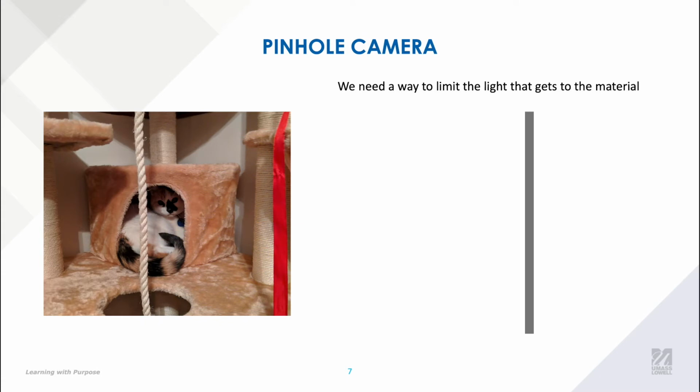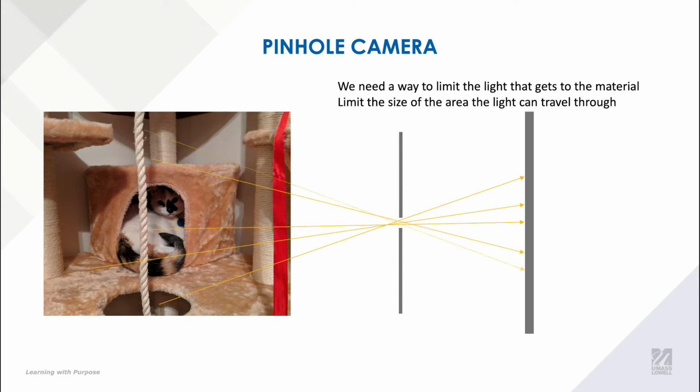Well, we need some way to limit the amount of light that gets to the material. We need to limit it so that only a little bit of light from the real world gets to each spot in the material. So you're only getting a little tiny sample of one tiny spot in the real world for each spot in the material. We can do this by limiting the size of the area the light can travel through between the real world and the photosensitive material. In this way, a very, very small amount of light can get from the real world to the photosensitive material, and we end up projecting the image from the real world onto the photosensitive material. And this is called an aperture, this little thing that limits the amount of light that gets through.